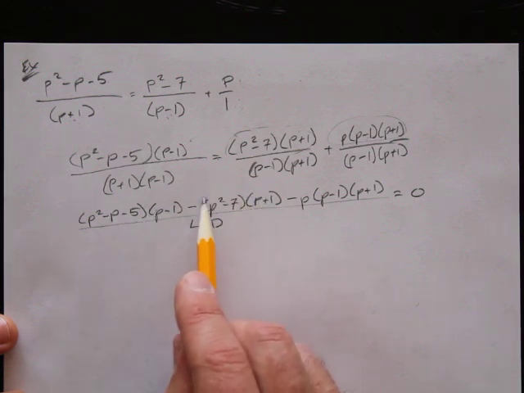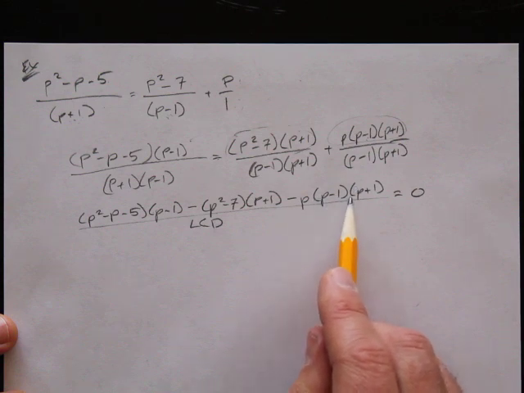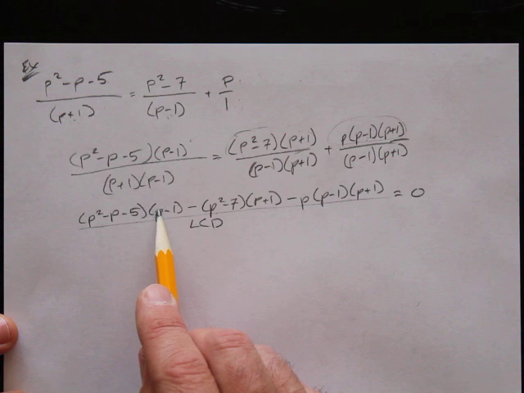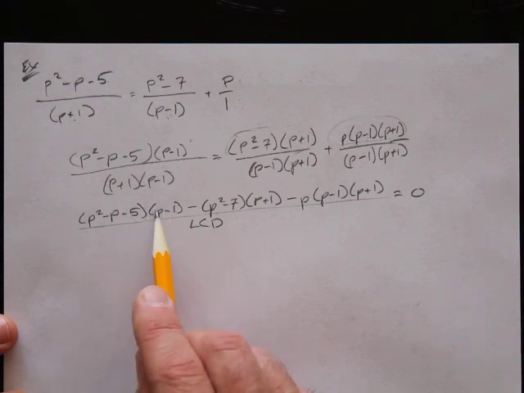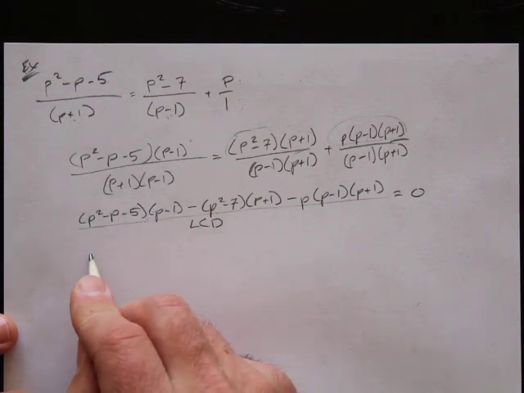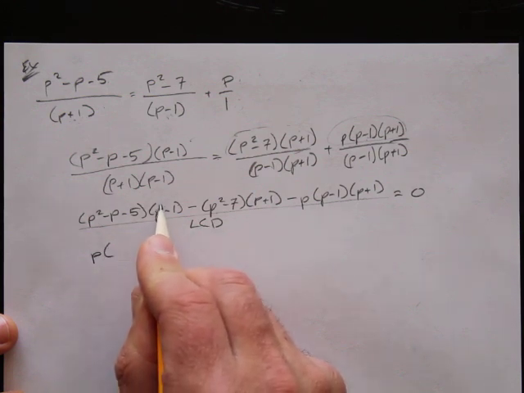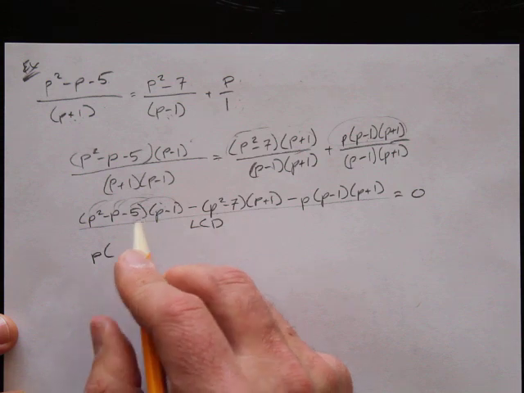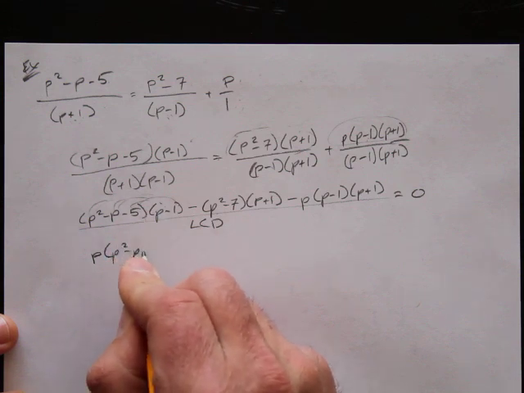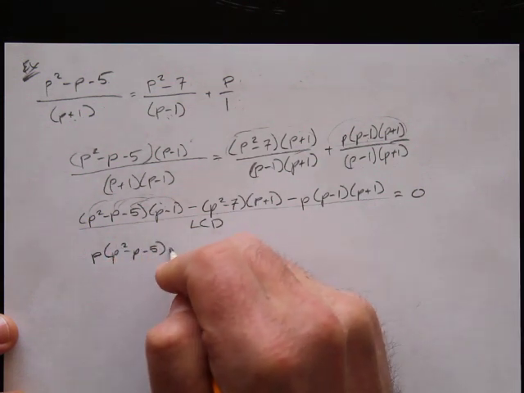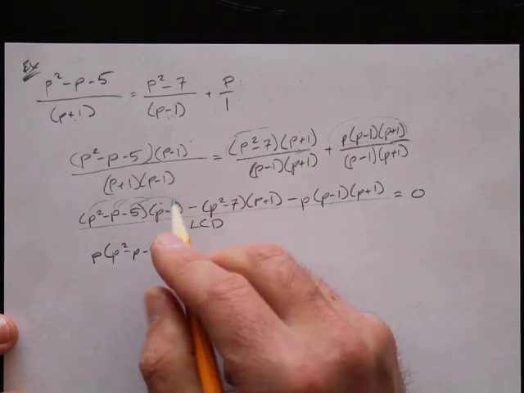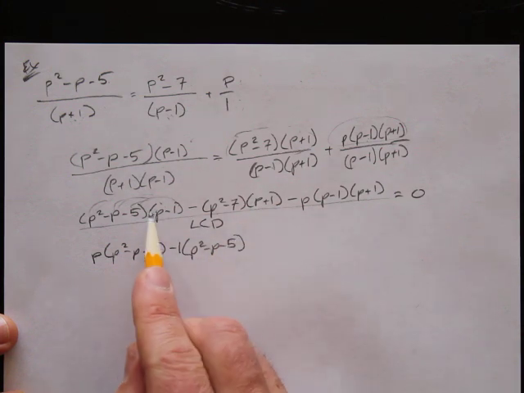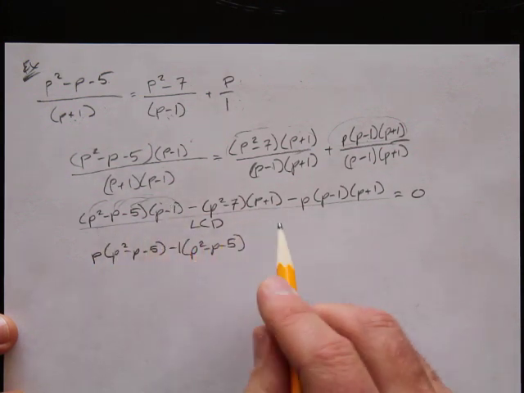So we're going to have to do some FOIL here. And we're going to have to multiply. We're going to do a special thing. So let's rewrite this one first. This is p times, so this needs to be multiplied by all of these terms, and this needs to be multiplied by all these terms. So p times p squared minus p minus 5 minus 1 times p squared minus p minus 5. Okay, so that takes care of that mess.